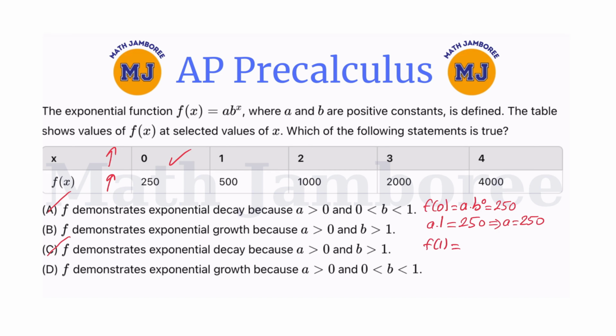To find the value of b, I'm going to use the second data. f of 1, which is a times b to the power of 1, is given as 500. So we know the value of a, which is 250. 250 times b is 500. We will divide both sides by 250. b is 2. So in this case, b is greater than 1. So the correct answer is choice B for this specific question.